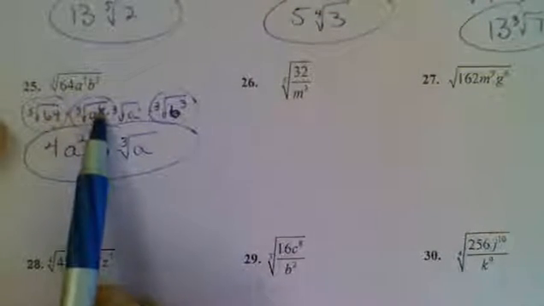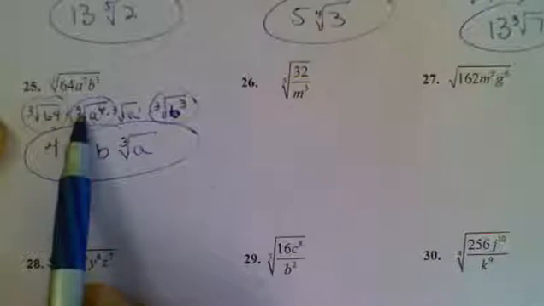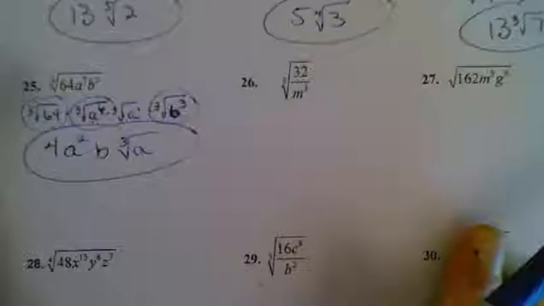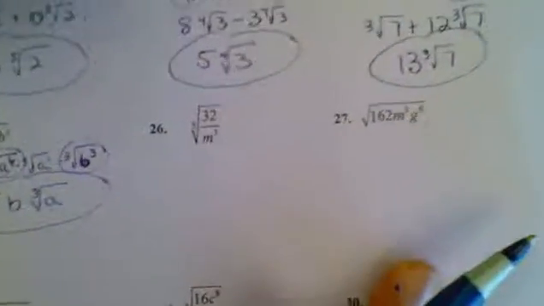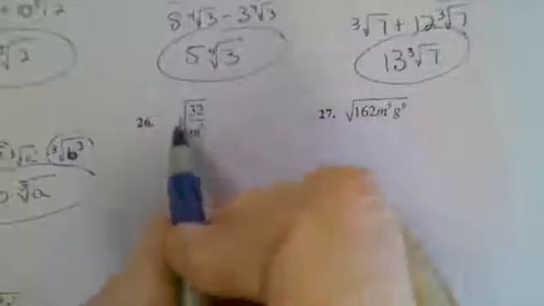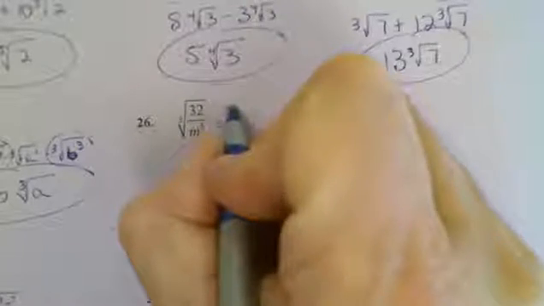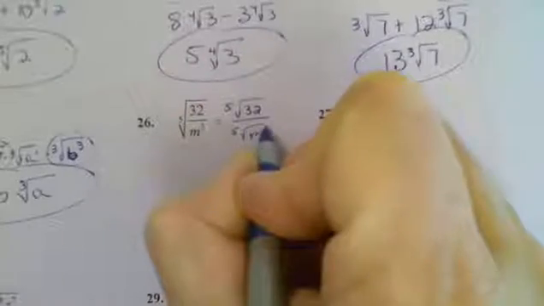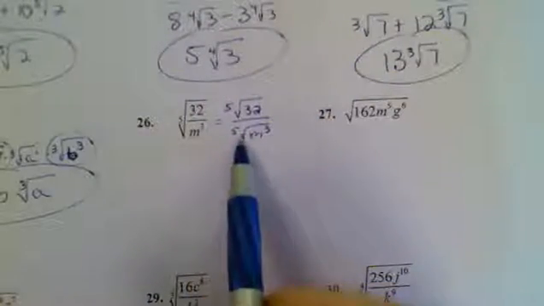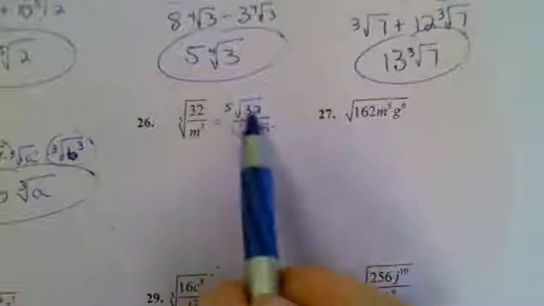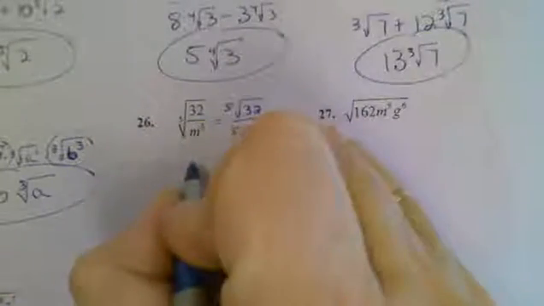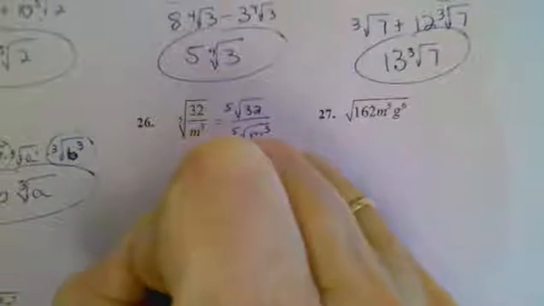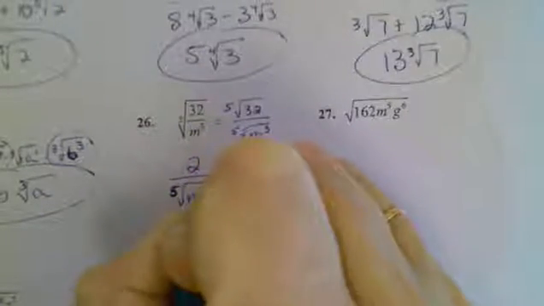When you're talking about powers and exponents, in order to be a perfect root, it has to be a multiple of that number. All right, so let's look at 26. Because it's a fraction, I would think of this as the 5th root of 32 in the numerator, 5th root of m to the 3rd in the denominator. Now, 5th root of 32 comes out evenly. 32 is a perfect 5th root, it's 2. So I really have 2 over the 5th root of m to the 3rd.